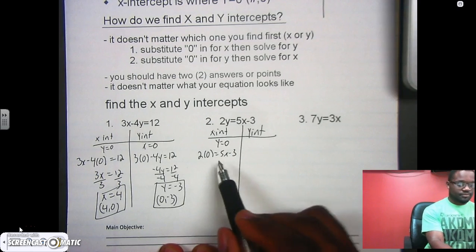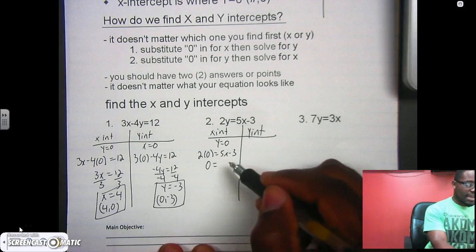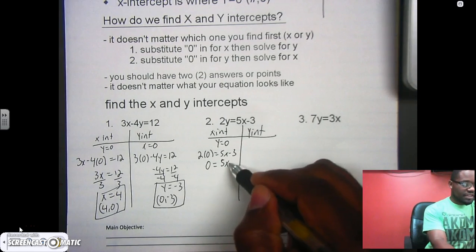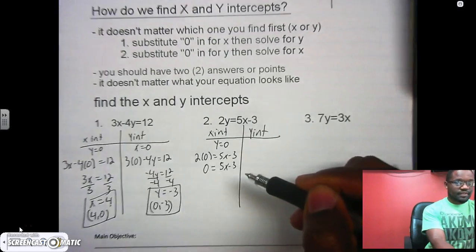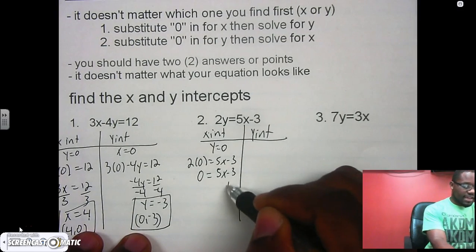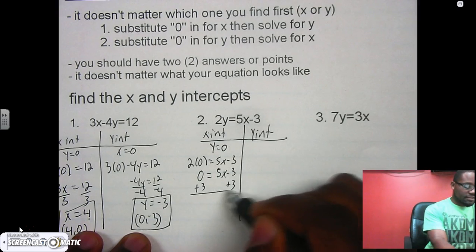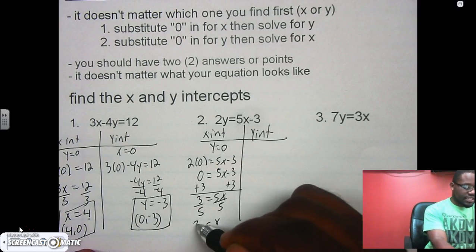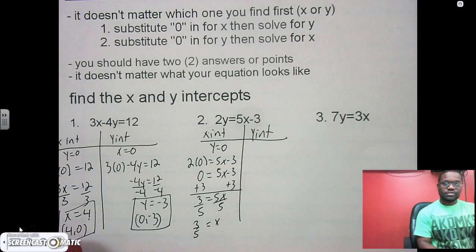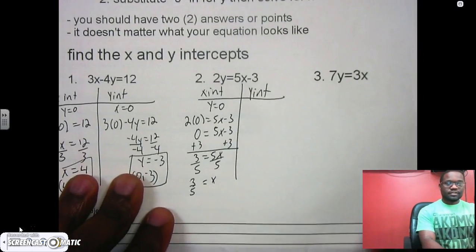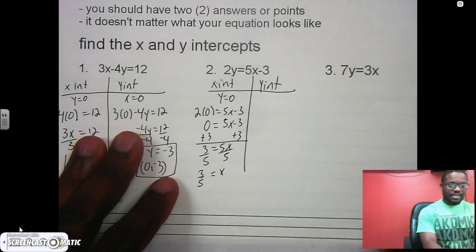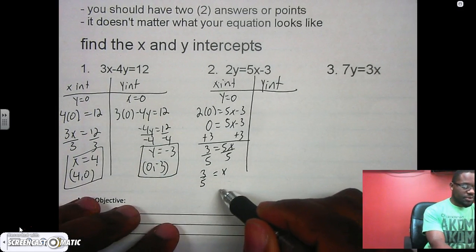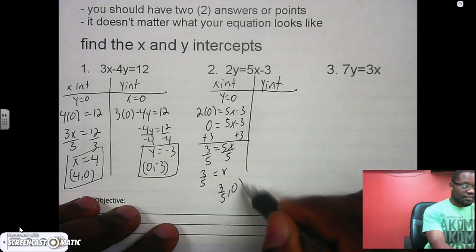2 times 0 is 0. So I have 0 equals 5x minus 3. Now I can solve for x. So I add 3 to both sides. What is this? This is a two-step algebra 1 equation. Divide both sides by 5, and look there, I get a fraction. There's no rule that says your answers are always going to be this nice, pretty whole number. You'll get fractions from time to time. And as a point, that's going to be 3 over 5, 0.